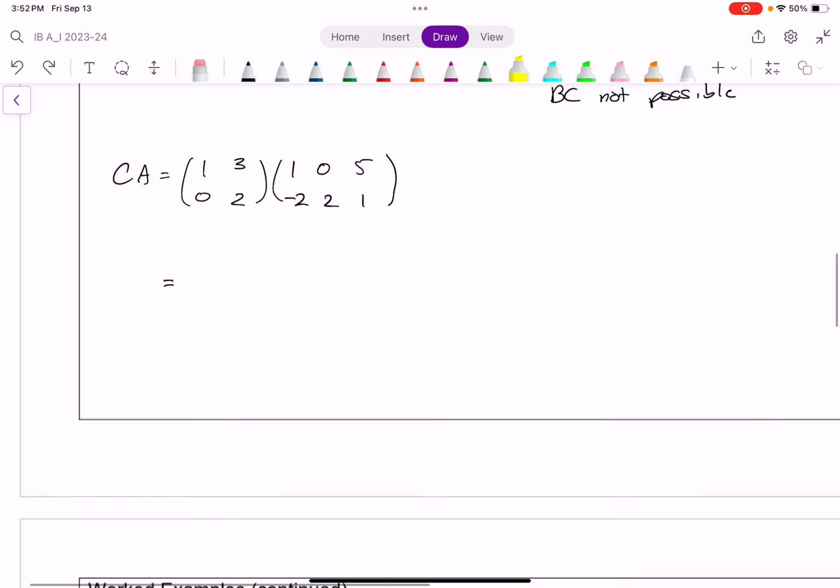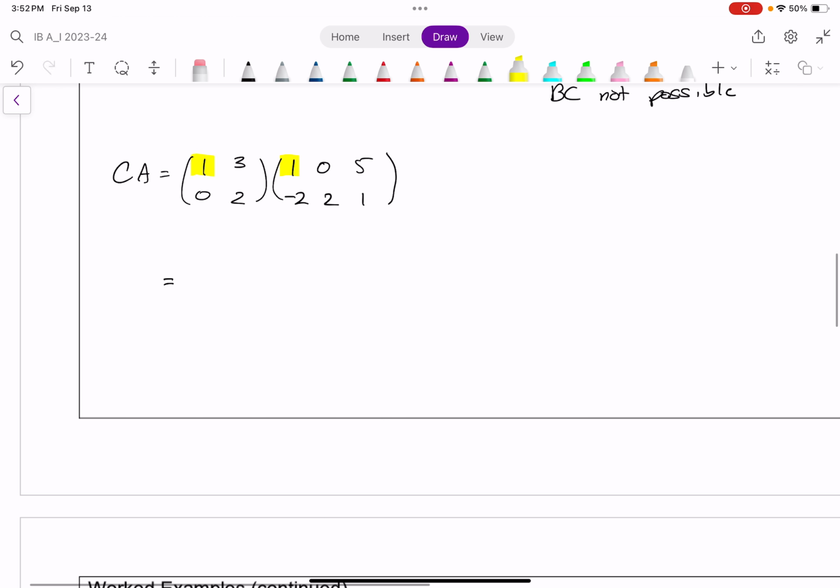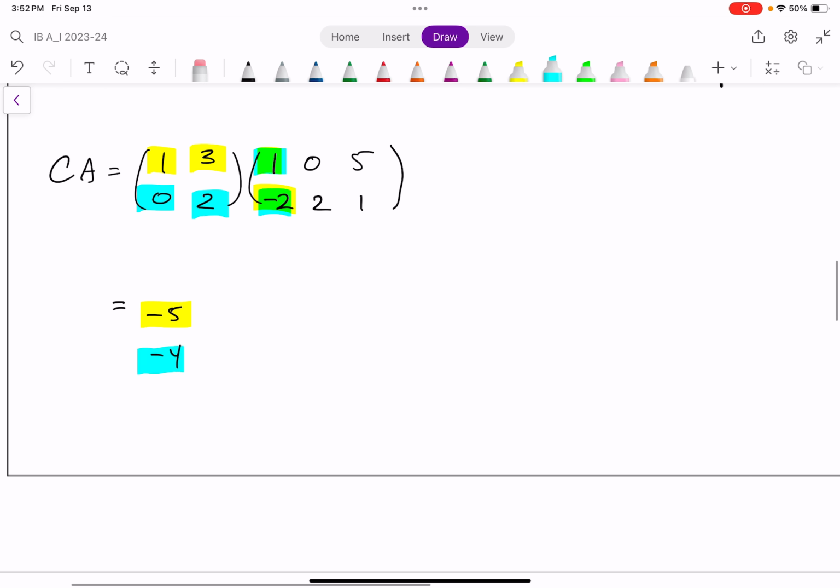And so first I go 1 times 1, which is 1, plus 3 times 2, which is 6. So I have 1 plus 6, which is 7. Then I go, and the order doesn't exactly matter, but I'll do it this way, 0 times 1, which is 0, plus 2 times 2, which is 4. And so that brings me to 4, and that goes below it. Okay, next. Now I go 1 times 0, which is 0, plus 3 times 2, which is 6. 0 plus 6 is clearly 6.